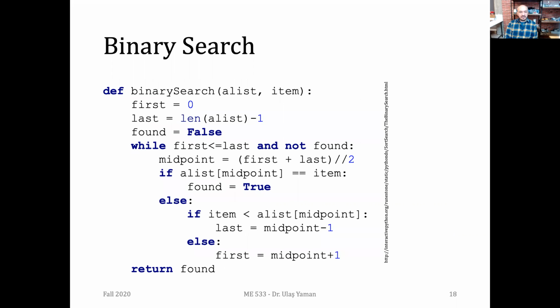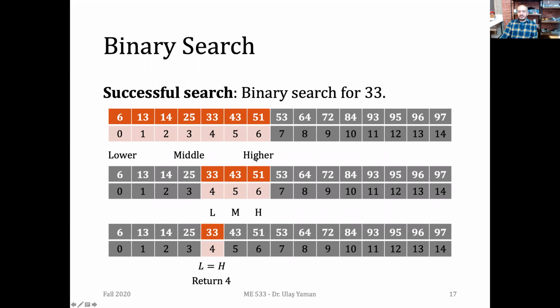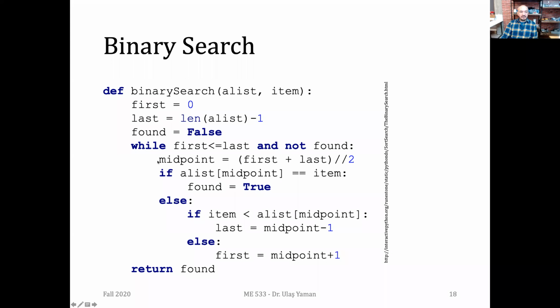This is the Python implementation. So the inputs to our definition are a list and an item. Initially, we have some assignments. We have a value first, which is equal to 0, and the last item. Actually, these two are the lower and higher indices. So initially lower is equal to an index of 0, and higher, or the last, is equal to an index of the length of the list minus 1.